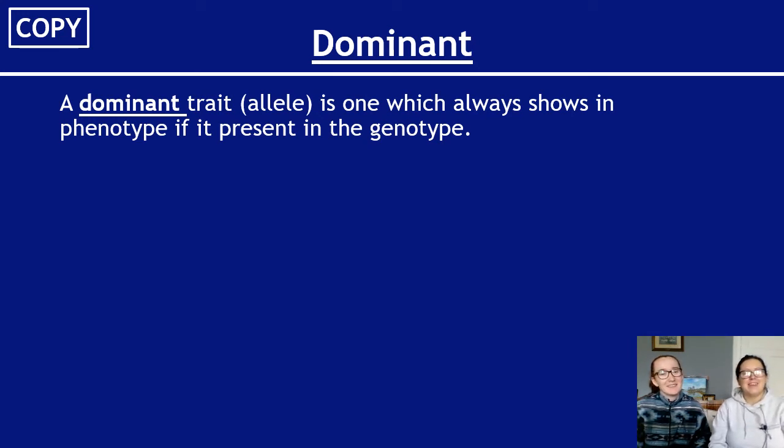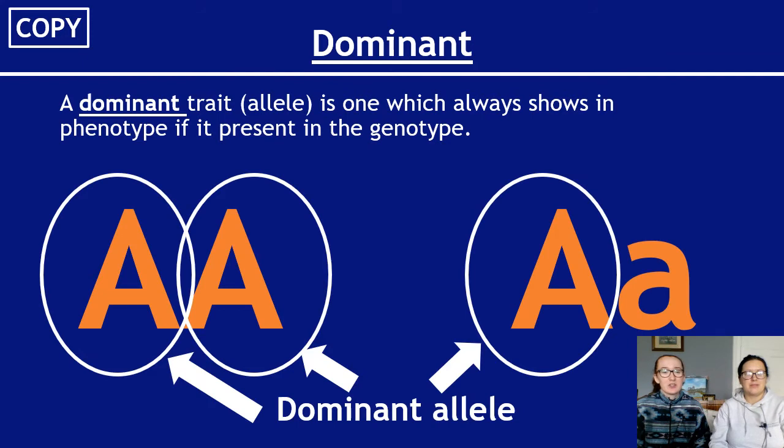Okay, so in terms of a dominant trait, the dominant allele is one which is always shown in the phenotype if it is remotely present in the genotype. So whether the genotype is two capital letters or one capital letter and one small letter, the dominant trait will always show because it is dominant. As soon as there is one copy of it, it overpowers anything else. So a dominant letter, a capital letter, is always present in that case.